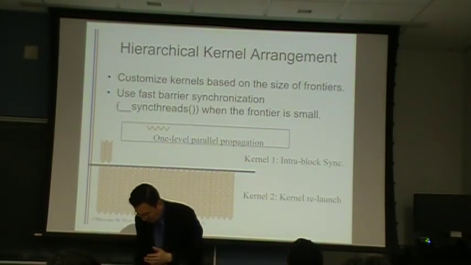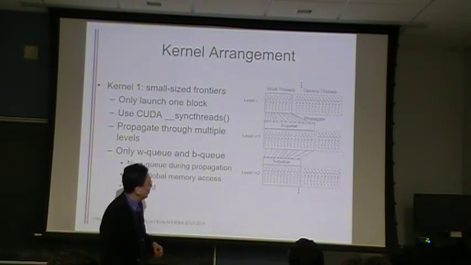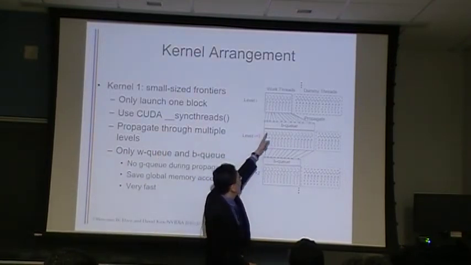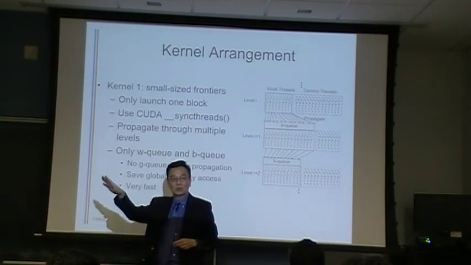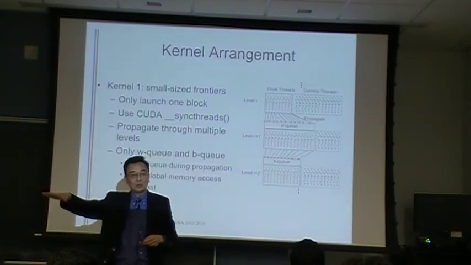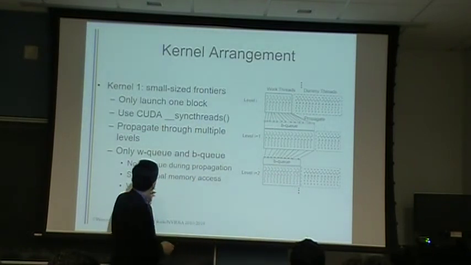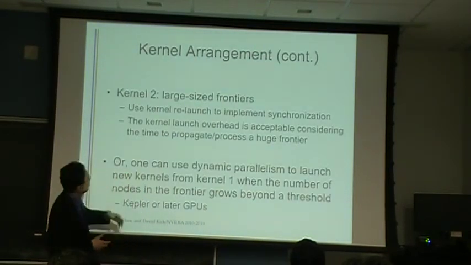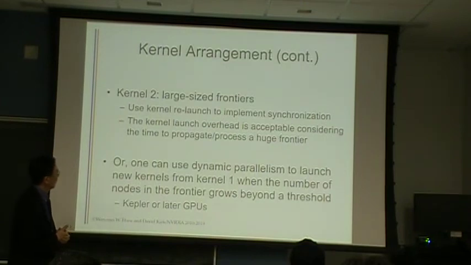So this is the intra-kernel synchronization. For the small kernel, from level to level, you only propagate to the block level queue. You never go to the global queue. And then once you grow out of the block level queue, you launch the second kernel. The second kernel will use kernel relaunch, and then you would continue the process.